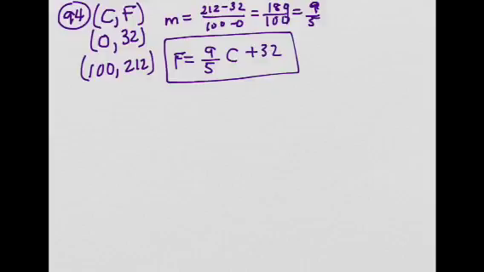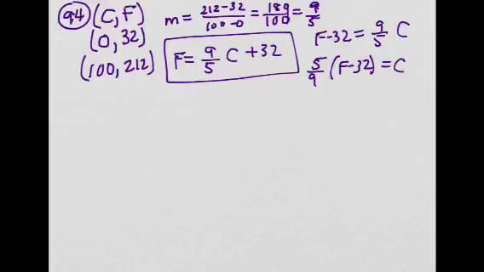We also need to find C in terms of F. So basically solve for C. So we're going to subtract 32 from both sides. So we have F minus 32 equals 9/5 C. Okay, and then I want to get rid of the 9/5, so you multiply both sides by the reciprocal of 9/5. So we have 5 over 9 times F minus 32 equals C.